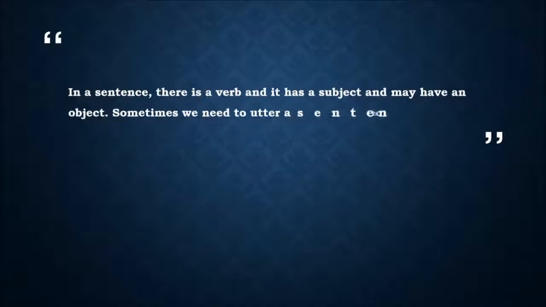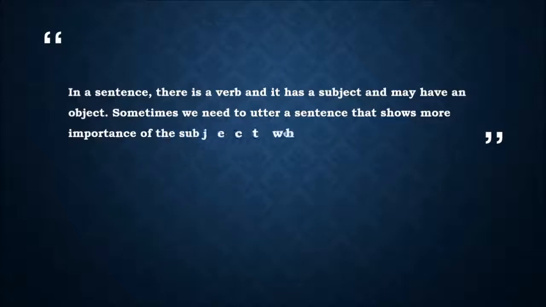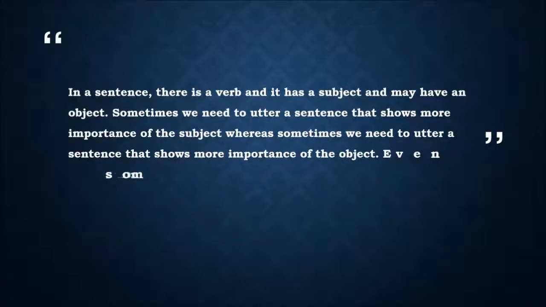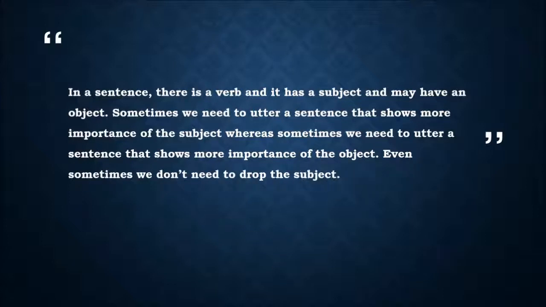Voice. In a sentence, there is a verb, and it has a subject and may have an object. Sometimes we need to utter a sentence that shows more importance of the subject, whereas sometimes we need to utter a sentence that shows more importance of the object. Sometimes we don't even need to state the subject.